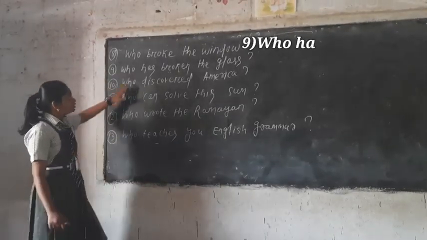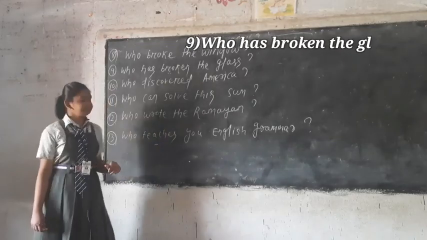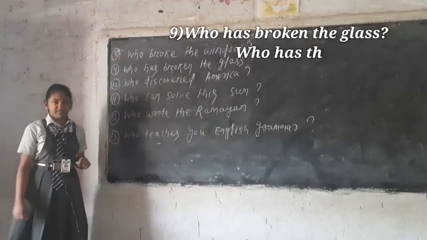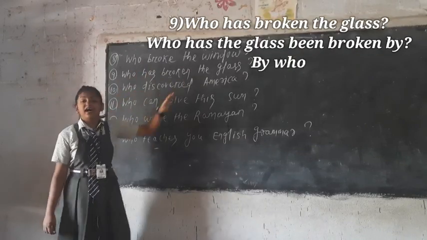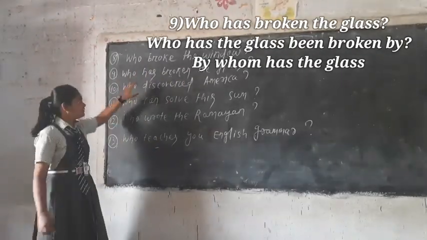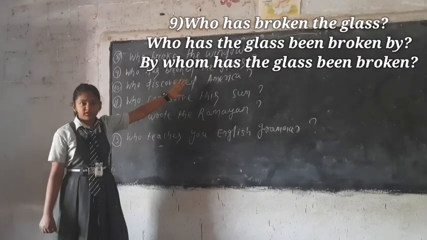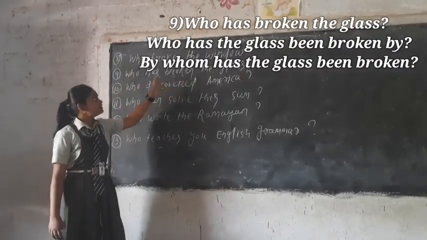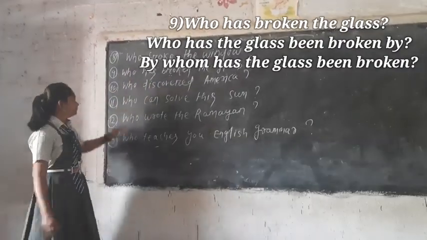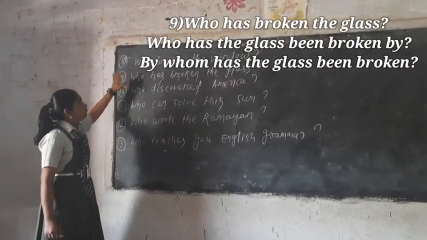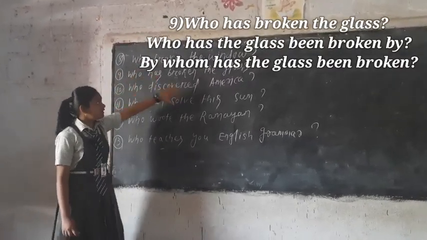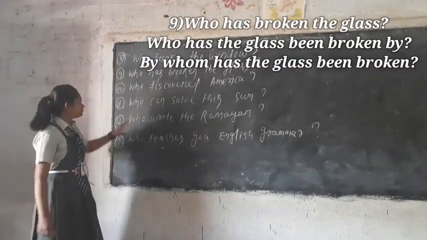Next example, who has broken the glass? Here also there can be 2 passive forms. First one, who has the glass been broken by? Has is the auxiliary verb, so it comes before the subject. Who has the glass been broken by? Its another passive can be, by whom has the glass been broken.